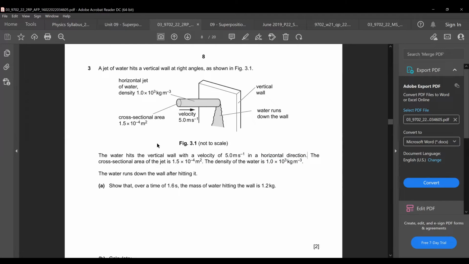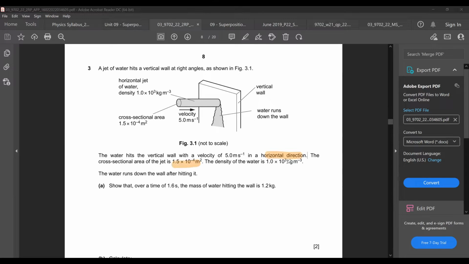The cross-sectional area of the jet is 1.5 times 10 to the power minus 4 meters squared. The density of water is 1000 kg per meter cubed. Water runs down the wall after hitting it. Show that over a time of 1.6 seconds, the mass of water hitting the wall is 1.2 kg.